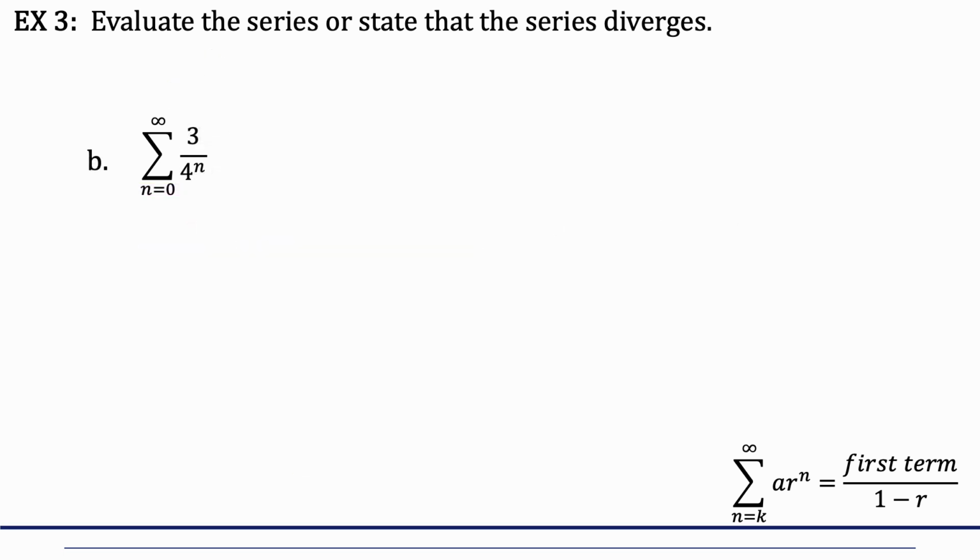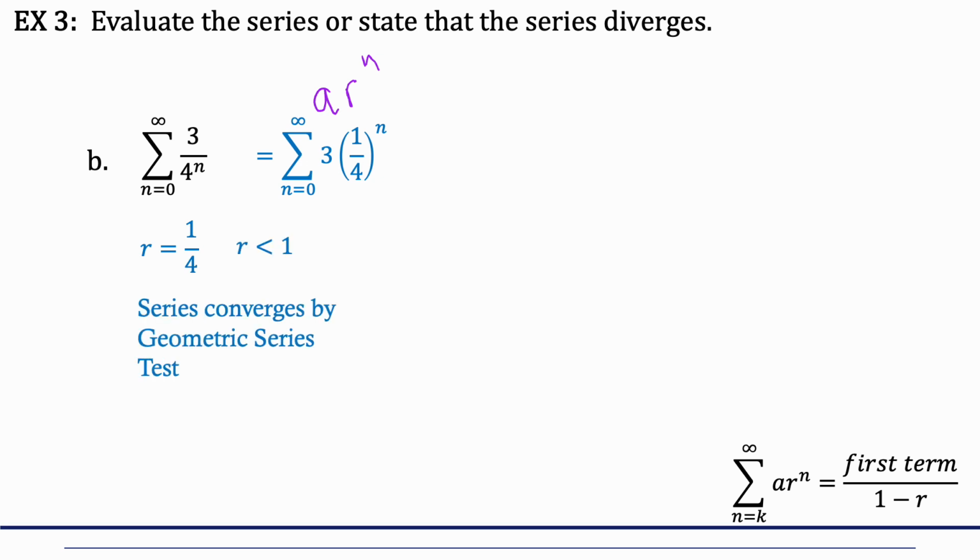Next one. It doesn't look like a geometric series right now, but I can rewrite this as 3 times 1/4 to the n. And so there's my a and my r to the n. So again, what's in the r position is 1/4. That is less than 1, so I have a series that converges by the geometric series test. I can know the sum of all of the terms by doing first term over 1 minus r.